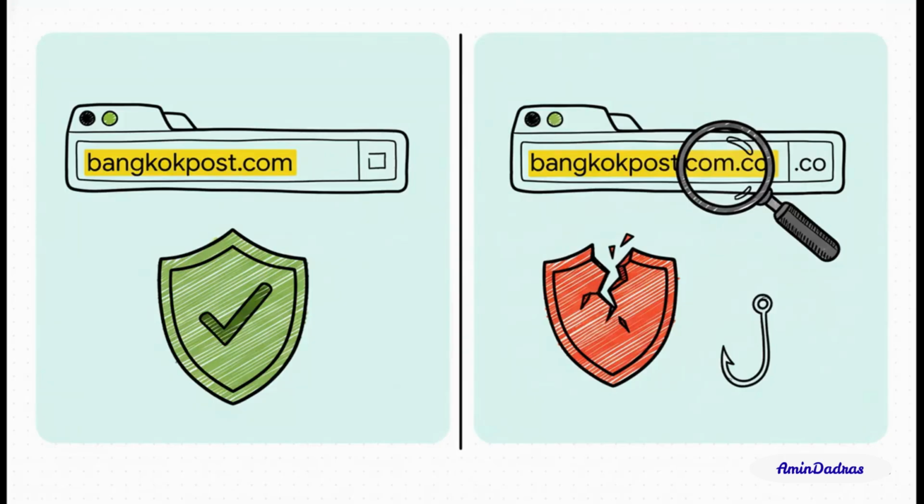Your first line of defense is always the URL. A real web address like bangkokpost.com can be copied by fakes that look almost identical, like bangkokpost.com.co. See that tiny little addition at the end? That's a massive warning sign. Always check the address before you trust anything on the page.